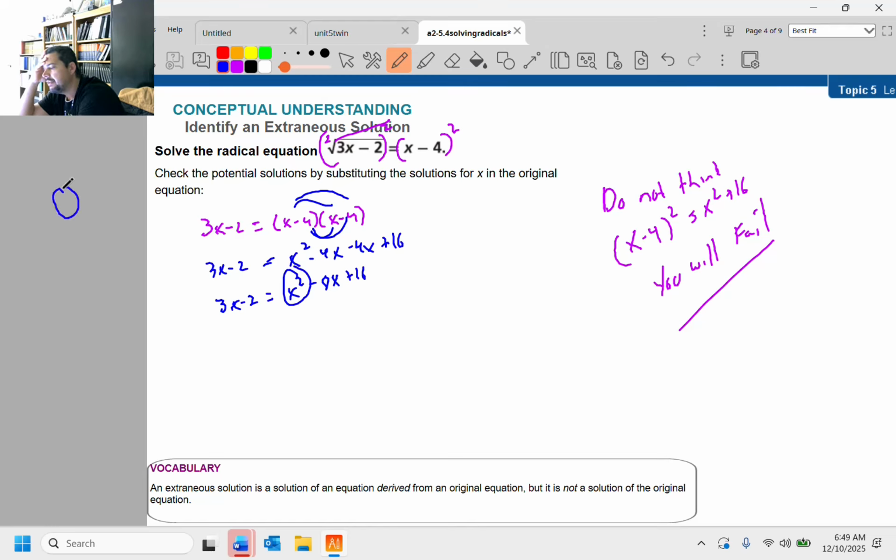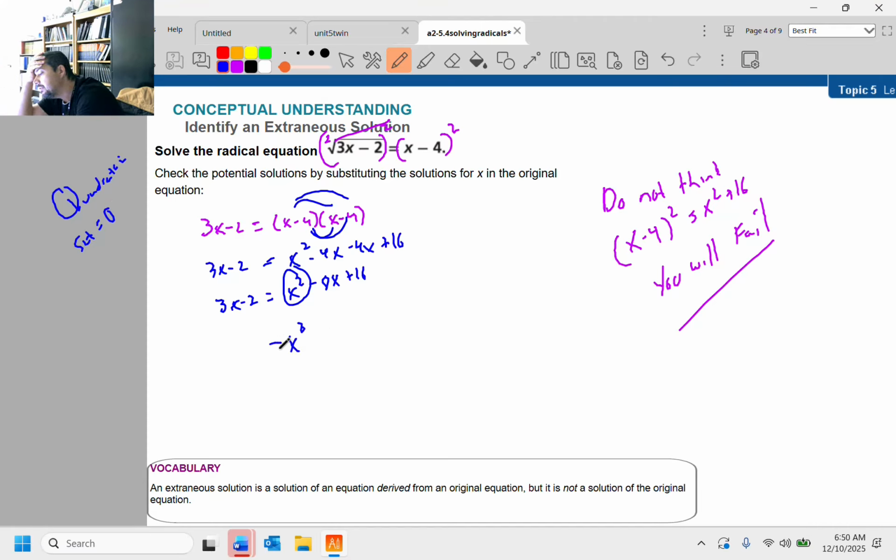I see this, I think quadratic, right? It's got an x squared. I set it equal to 0 so that I can do one of three things. I could use the zero product property if it factors. I can do the quadratic formula. If I'm feeling frisky, I can complete the square. All right? Lots of choices.